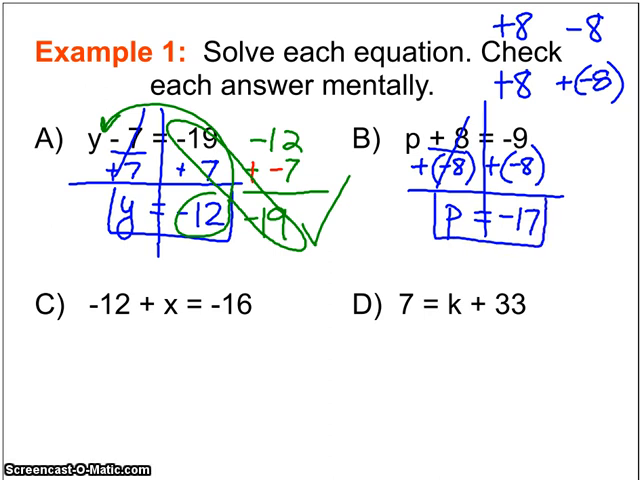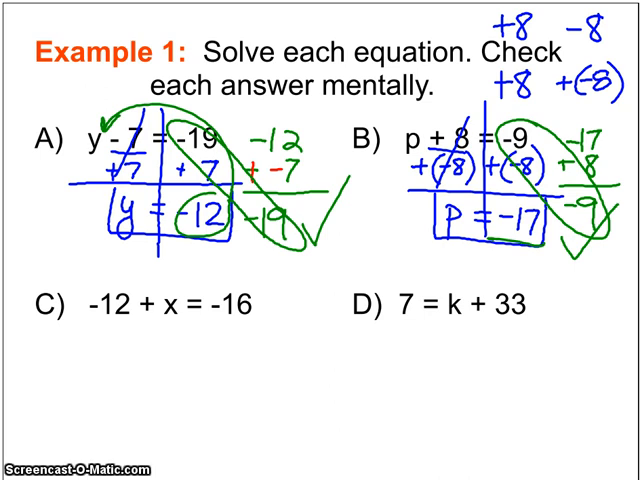Panthers, let's check. I have negative 17 plus 8. Remember our rules. I have more negatives. The signs are different, so I subtract. Do these match? They do. Therefore, I'm confident that my answer is negative 17.